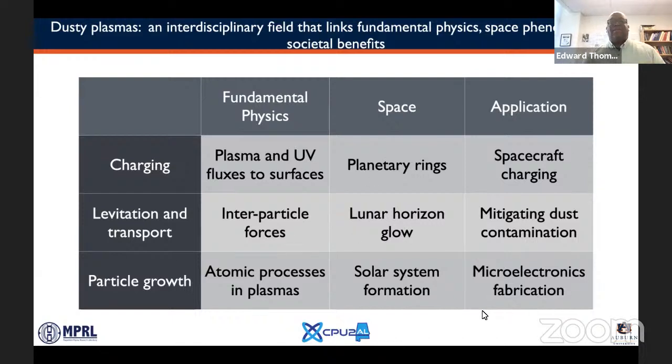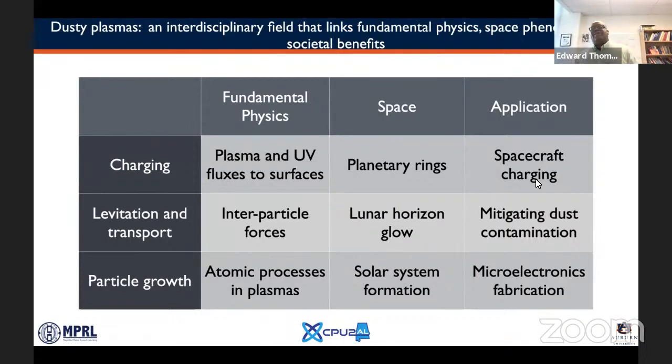And these are just some of the examples of the kinds of things, from fundamental physics questions that we're interested in, for example, atomic processes, or how the particles in the plasma interact with the dust grains, to really important applications like microelectronics fabrication or how spacecraft become charged. And so we believe that dusty plasmas are this very interdisciplinary field that links together fundamental physics questions, space phenomena, as well as a whole variety of societal benefits.